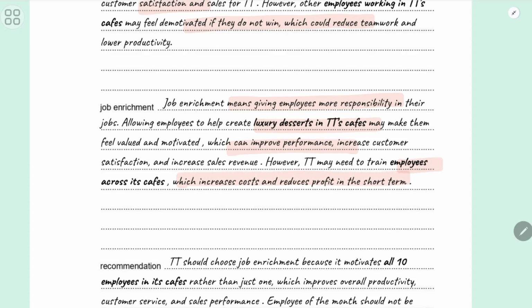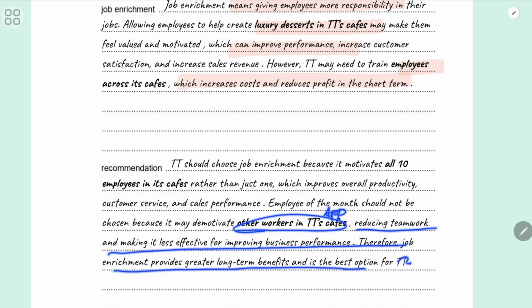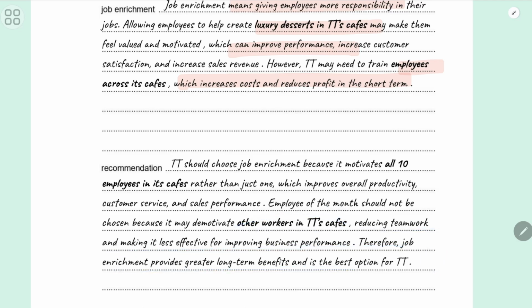TT should choose job enrichment because it motivates all 10 employees in its cafes rather than just one, which improves overall productivity, customer service, and sales performance. Employee of the Month should not be chosen because it may demotivate other workers in TT's cafes, reducing teamwork and making it less effective for improving business performance. Therefore, job enrichment provides greater long-term benefits and is the best option for TT.